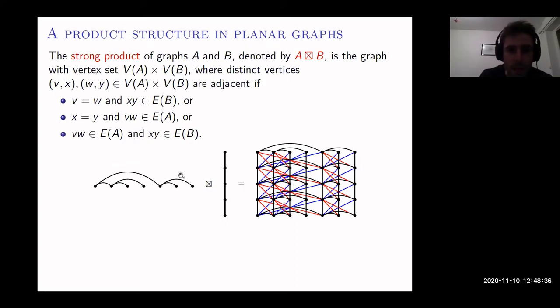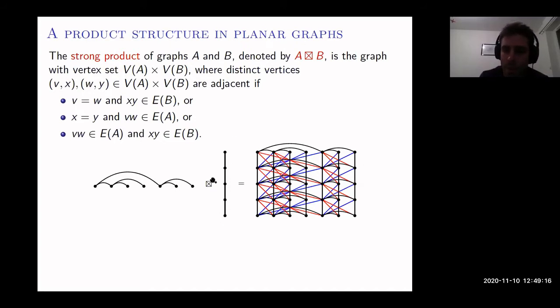So A is this graph that we really think of as being horizontal, and B is this graph that we think of as being vertical. And the product of the two, well, each row of this graph is the horizontal graph, and each column of the graph is the vertical graph. So here the vertical graph is the path. And also you need to add the other edges. Whenever you have a horizontal edge and a vertical edge, you have the two corresponding crossing edges. Okay, so this is the strong product.